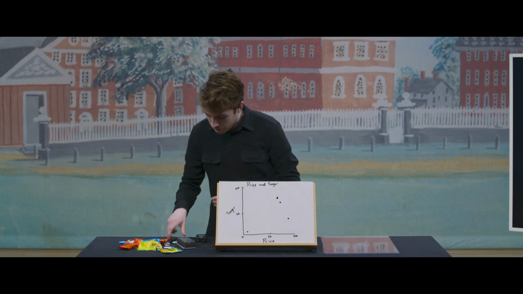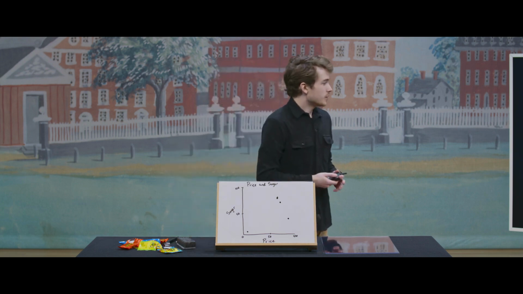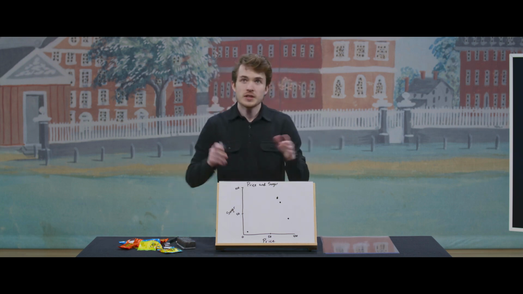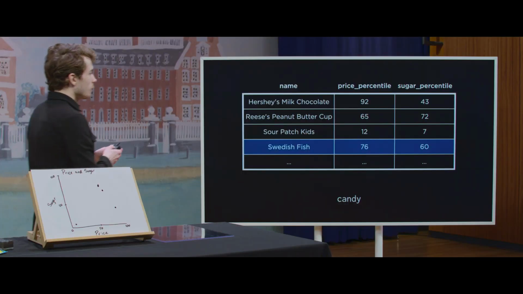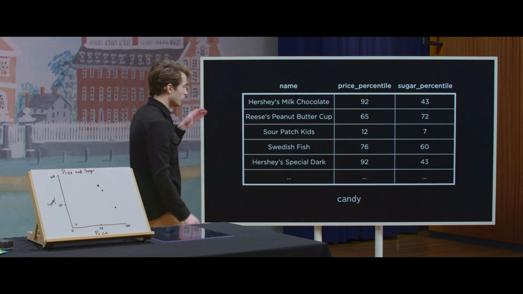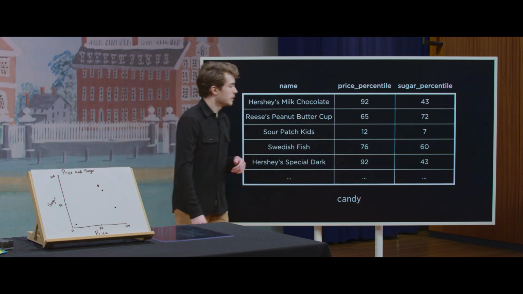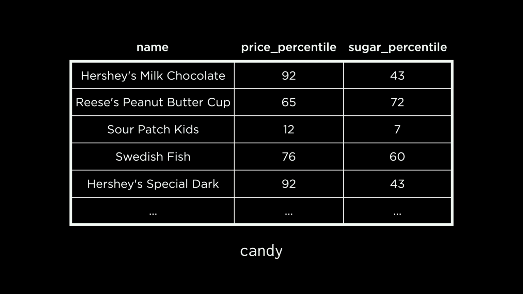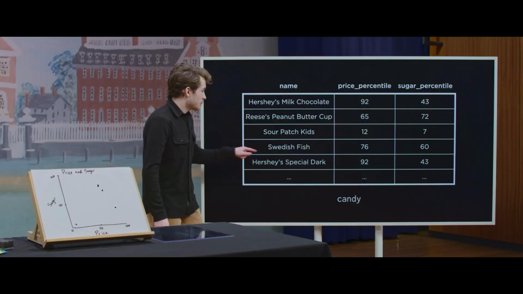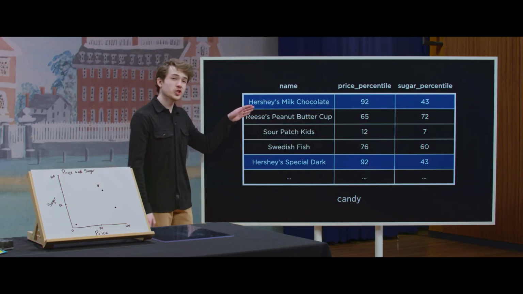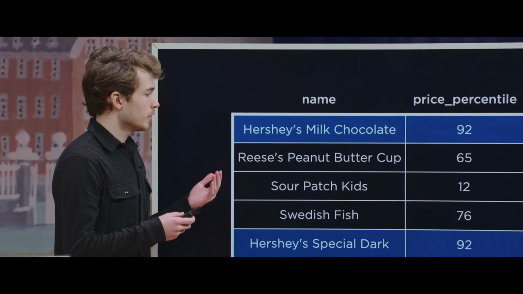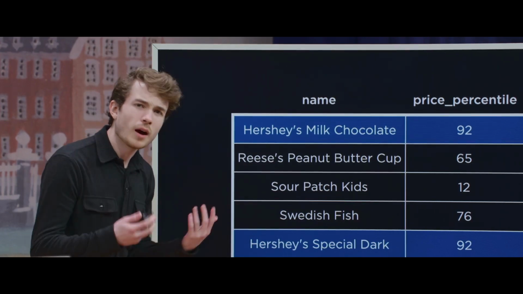Well, we'll see. Now, one thing we could do with this plot is think about some edge cases. Here I have plotted 4 different candies, but let's say along comes another candy, this one called Hershey's Special Dark. What do you notice about Hershey's Special Dark as compared to other candies on our list so far? One thing I notice is that Hershey's Special Dark has the same price and sugar percentile as Hershey's Milk Chocolate. So it brings the question, how do we plot this data point?